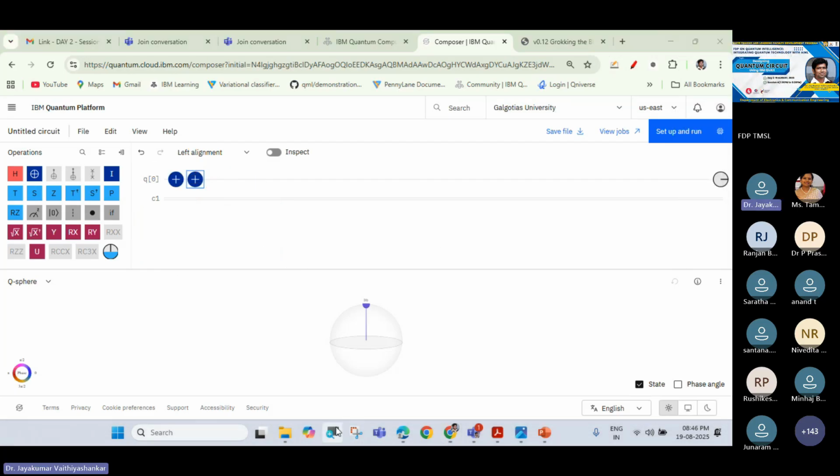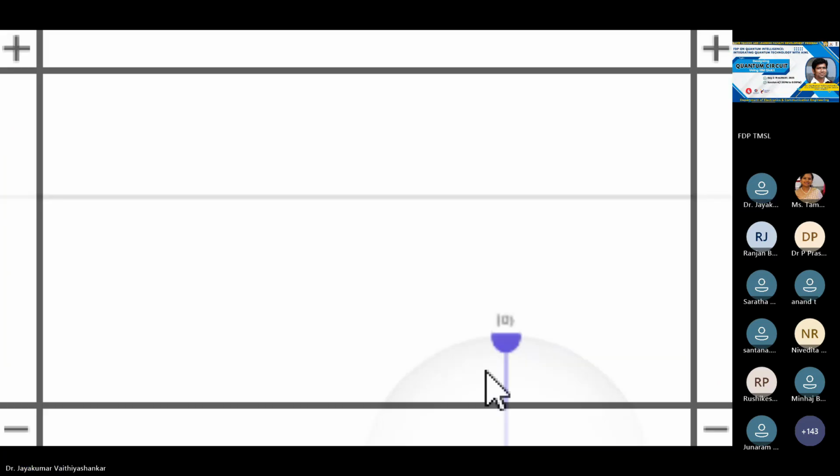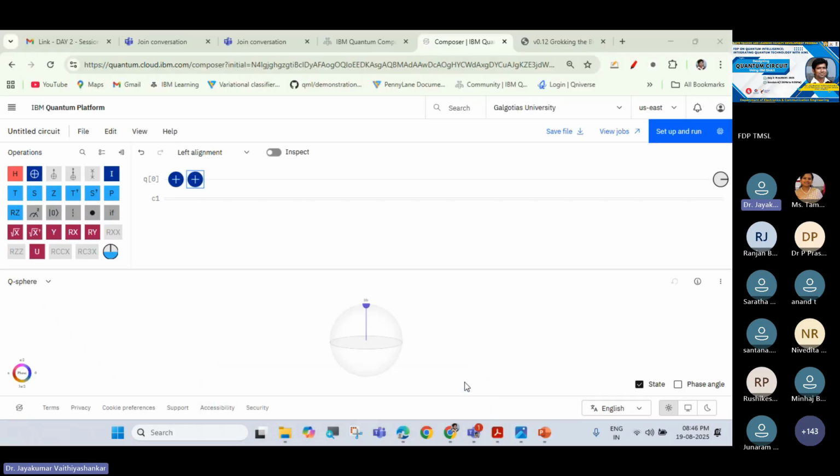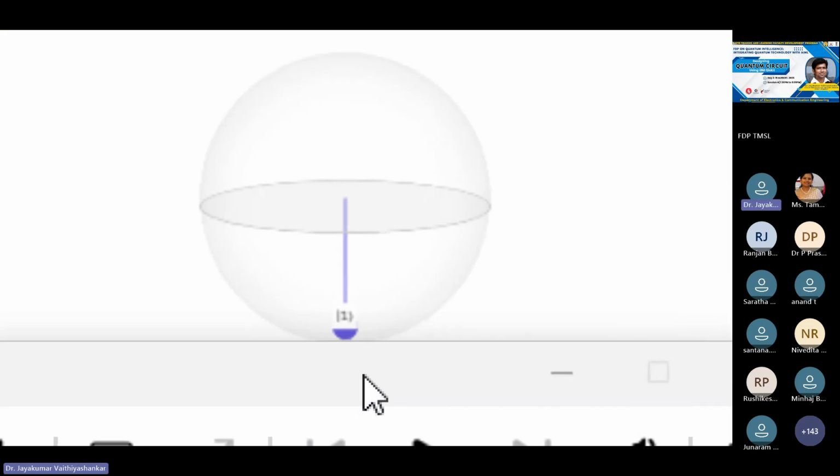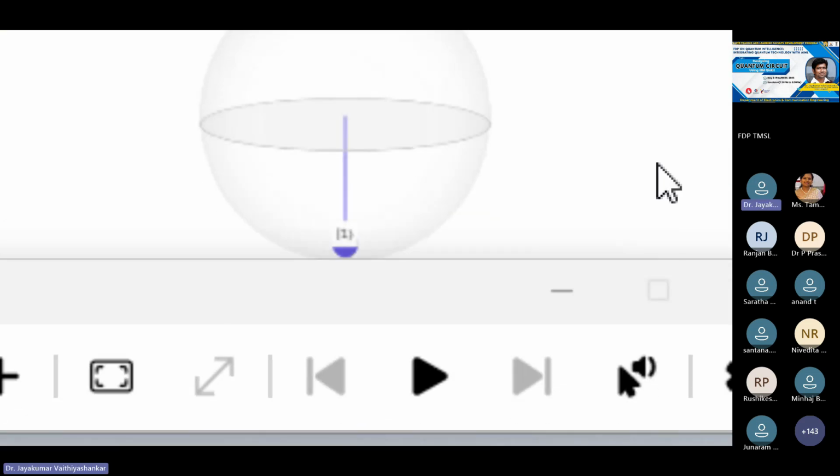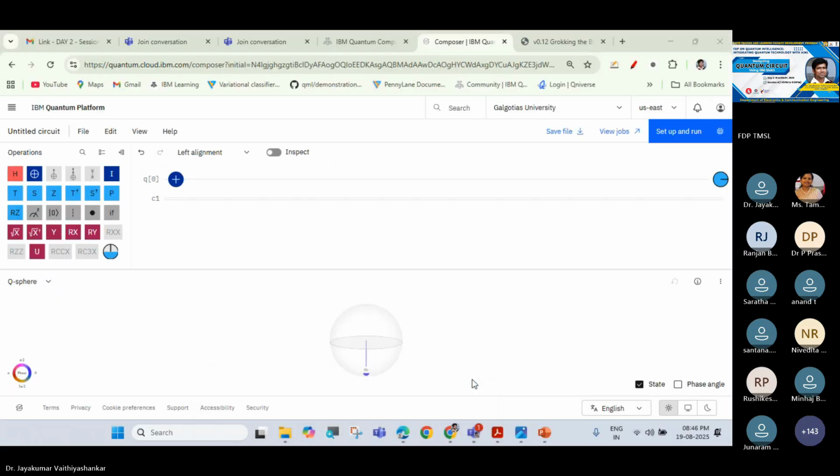Now we can see the changes in your Bloch sphere. Before that I will delete one NOT gate. So you can see changes over here. Now it is pointing to south pole because we implemented one NOT gate. So from state 0, if you are implementing one NOT gate, it will point to south pole. Okay, I hope this is clear for each and every one.